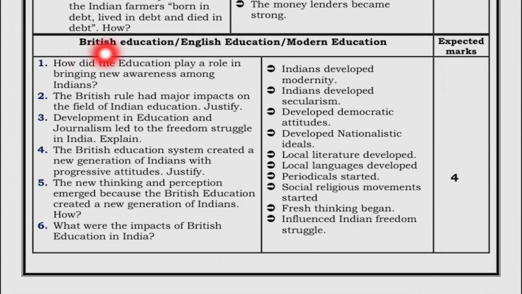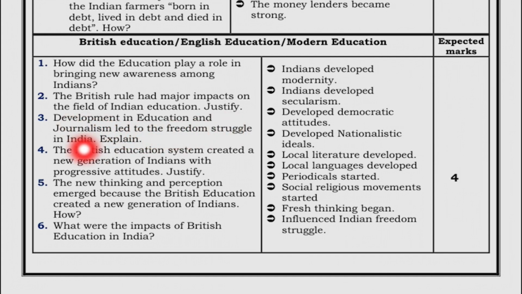Next theme is British education, English education or modern education. Expected marks is 4. How did education play a role in bringing new awareness among Indians? This could be the question, or else: the British rule had major impacts on the field of Indian education. Justify.